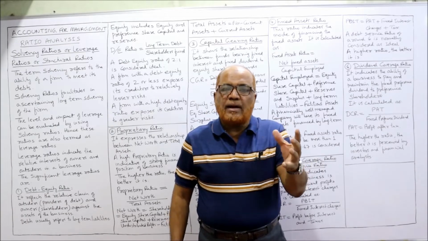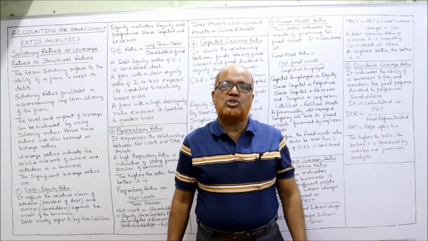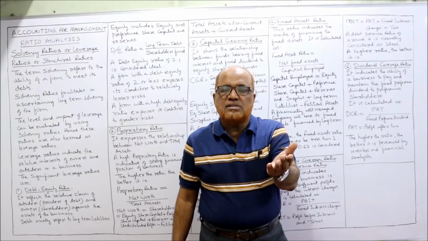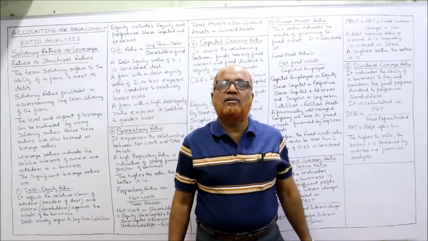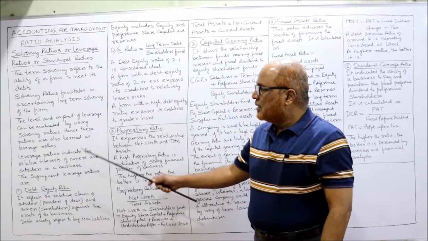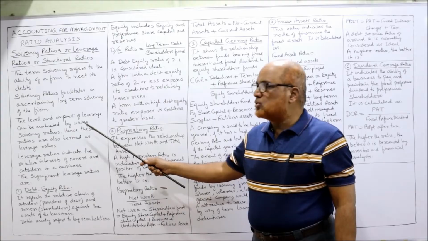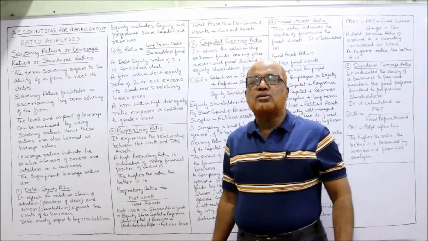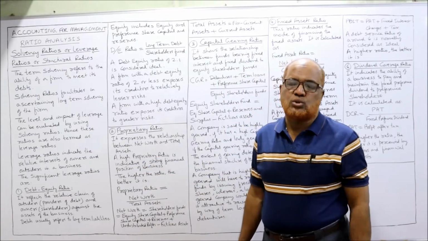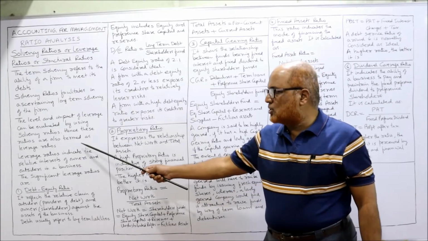So what is the impact of leverage? The leverage will increase the earnings per share. The profitability of the business will increase by using this leverage, by using debt in the capital structure. The level and impact of leverage can be known by using the solvency ratios. Hence these ratios are also called leverage ratios. We can call them solvency ratios or we can call them leverage ratios.